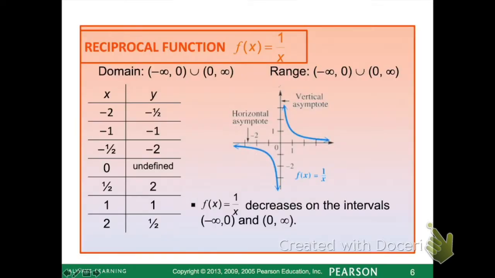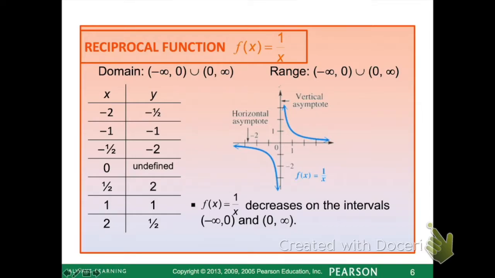Let's start by looking at the reciprocal function f of x equals 1 over x. So you can see it here graphed on the screen. Our domain is from negative infinity to 0, union 0 to infinity. So that means at 0, my graph is undefined. The range is kind of the same, negative infinity to 0, union 0 to infinity. So whenever we get to 0 on the y-axis, my graph is undefined. What happens at those two spots are called asymptotes. I have a horizontal asymptote and a vertical asymptote. We'll talk more about those later.